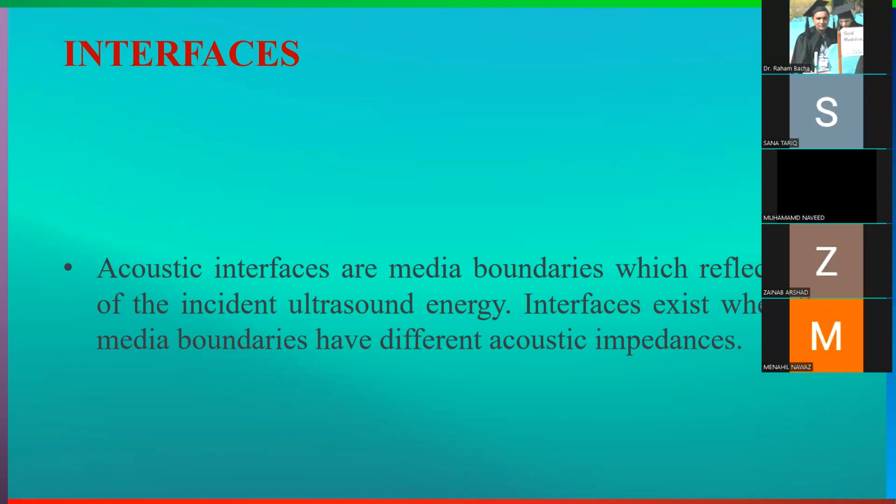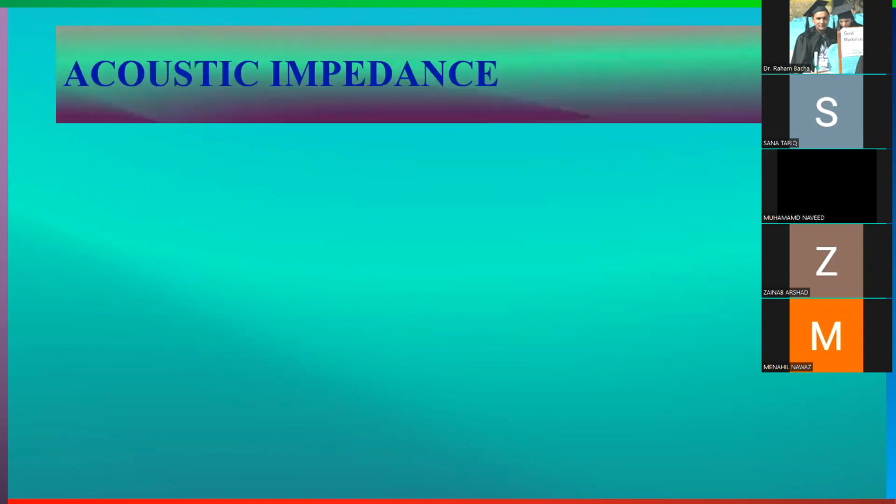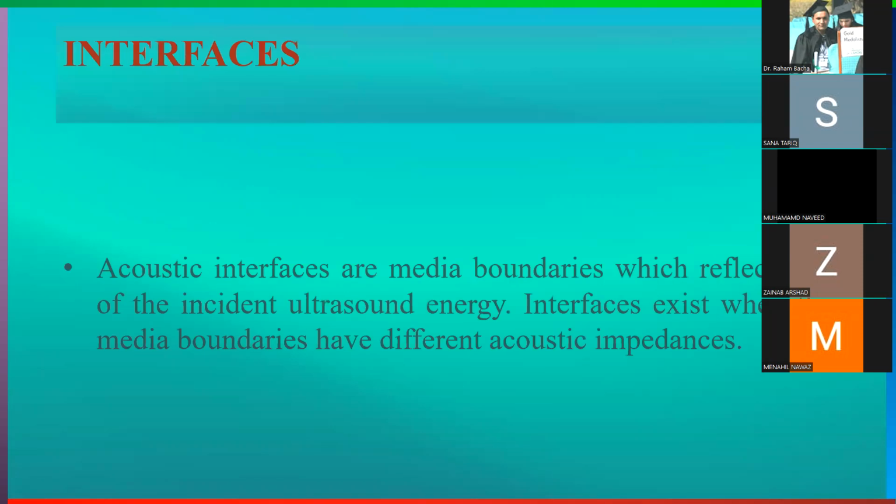But how will this interface appear and be formed between the media? If there is an acoustic impedance mismatch, if the acoustic impedances of the two media differ from each other, then an interface will be formed, a media boundary will be formed. If the acoustic impedance mismatch is greater, if the difference in the acoustic impedance is greater, then the interface will be stronger. If the difference is smaller, then the interface will be weaker.